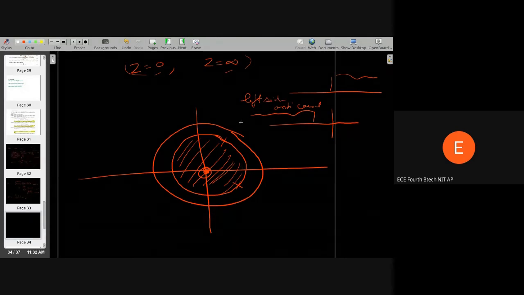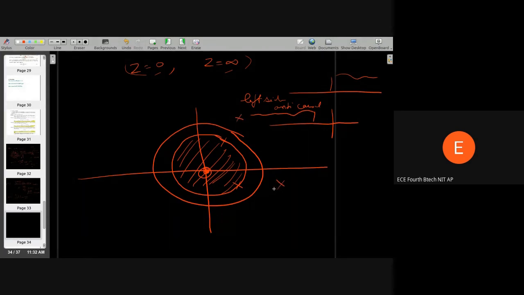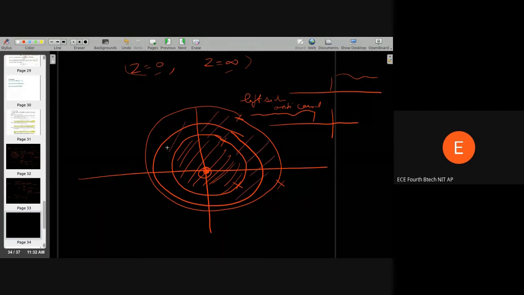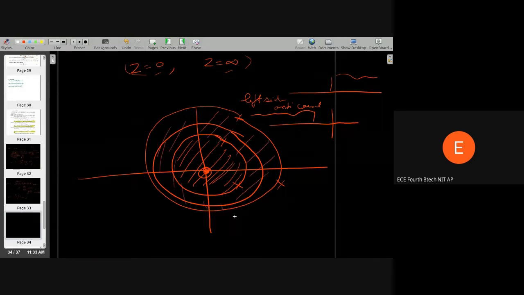Now, suppose those poles were outside the unit circle. Then what will happen? Then the ROC will also include your unit circle. That means the Fourier transform exists.